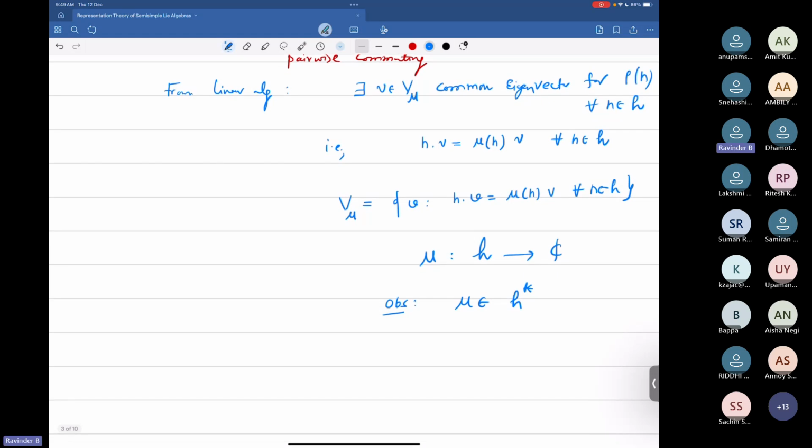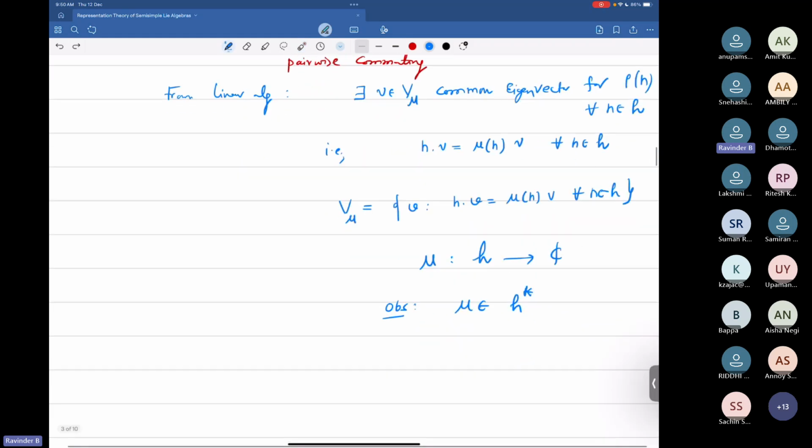The eigenvalues here are not a single scalar, because you are restricting to many diagonal matrices that have a common eigenvector. That vector is v. Its eigenvalues corresponding to each h will be different, which is why you get different complex numbers. So for each h there is a complex number, and it's an easy observation that mu is in fact a linear map.